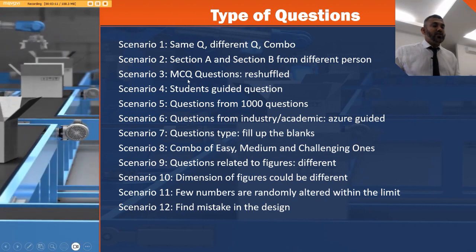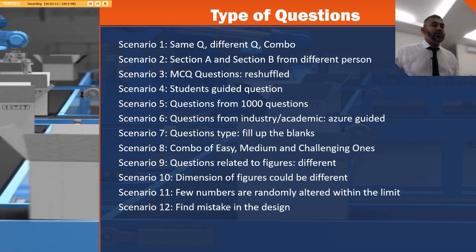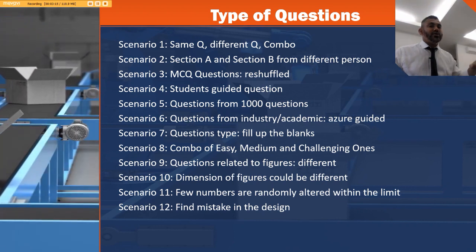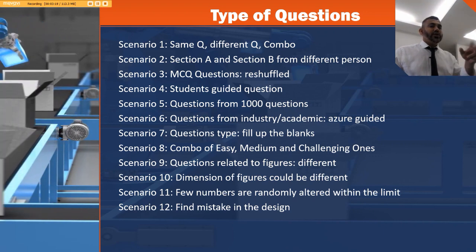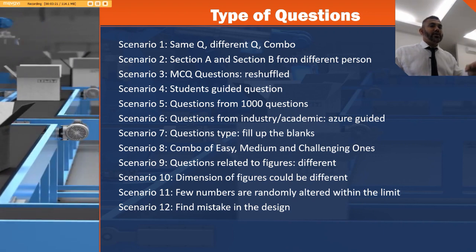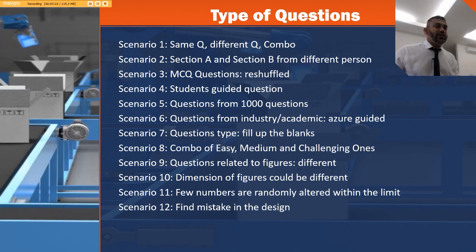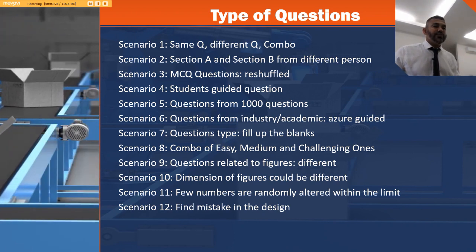It could be MCQ, and the MCQ questions could be reshuffled. Reshuffled in order randomly, and also within the correct answer, it also reshuffles. So it is difficult to copy from anybody.